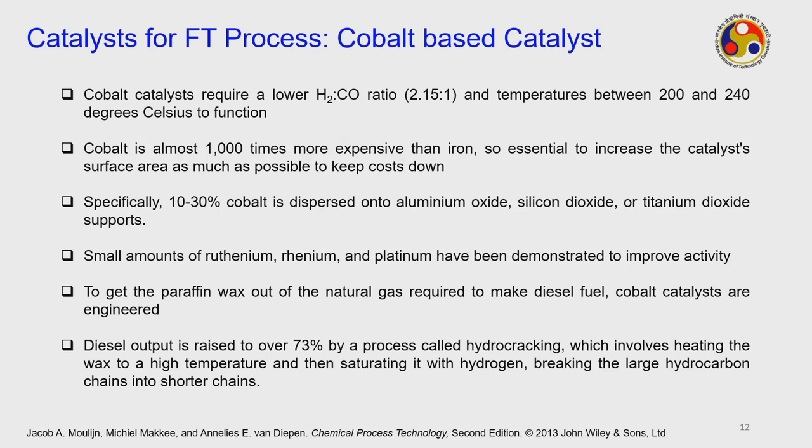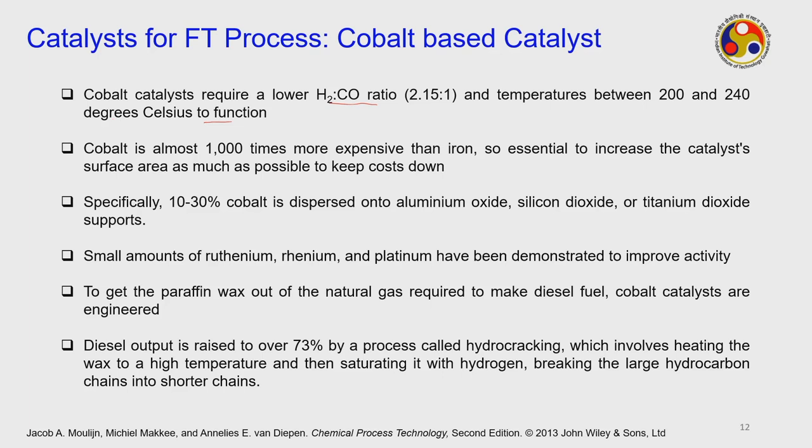Now, the cobalt catalyst requires a lower CO to H2 ratio and temperatures between 200 and 240 degrees Celsius to form. So, it means cobalt can be useful for higher CO conversion. So, higher CO and lower H2. Okay, so in this case you have higher H2 concentration. I have written here earlier CO to H2, now it is written H2 to CO. So, it means it is preferable for those feeds which have a higher amount of hydrogen.